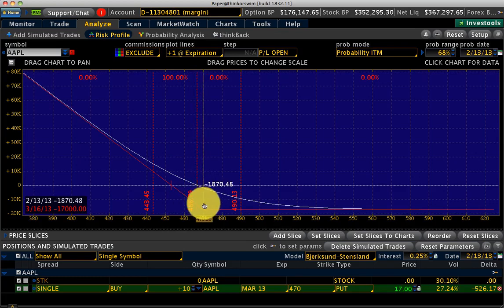Our break even on the day of expiry is going to be 470 minus the $17 that we pay in premium. So 470 minus 17 is about 453. That's our break-even point for this option. Now we are the option buyer, and the maximum we can lose on this option is $17,000. If Apple continues to move up, the maximum we can lose is $17,000. However, you can see that we have a pretty good profit line if Apple starts moving down.